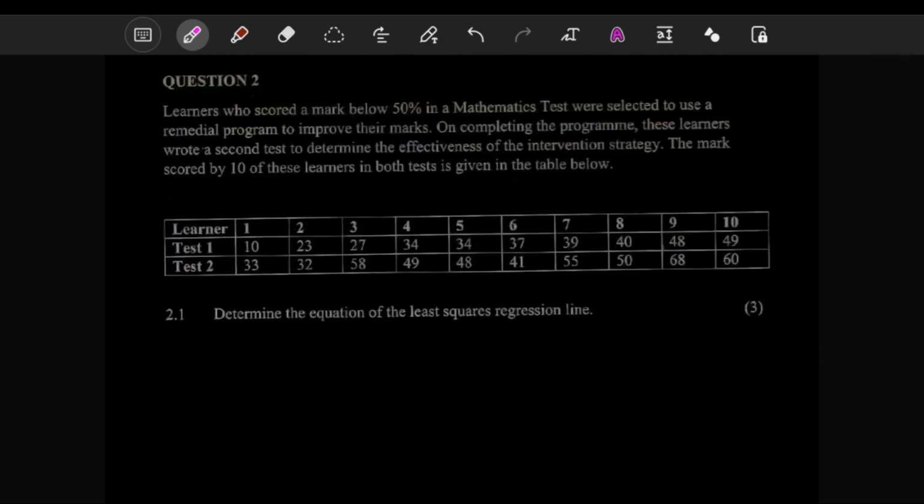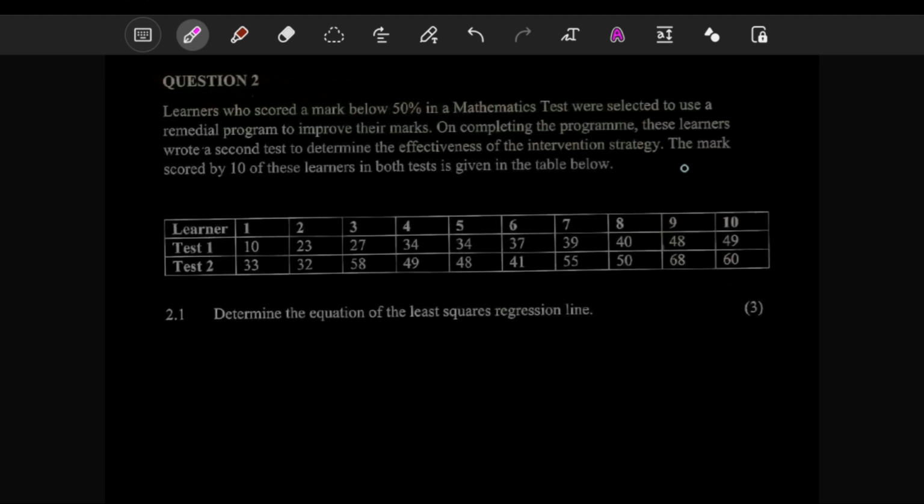Question 2 in this 2020 Limpopo prelims mathematics paper 2 memo. Let's see what question 2 wants us to do. It says learners who scored a mark below 50% in a mathematics test were selected to use a remedial program to improve their marks. On completing the program, these learners wrote a second test to determine the effectiveness of the intervention strategy.